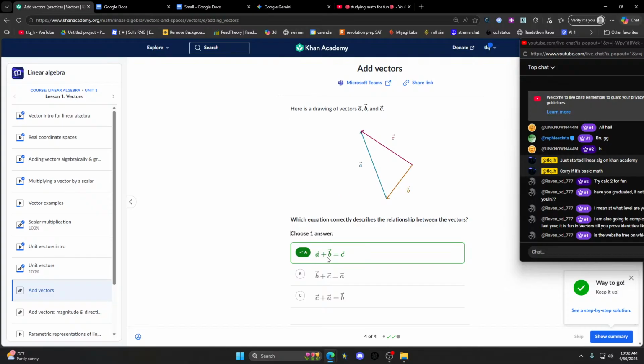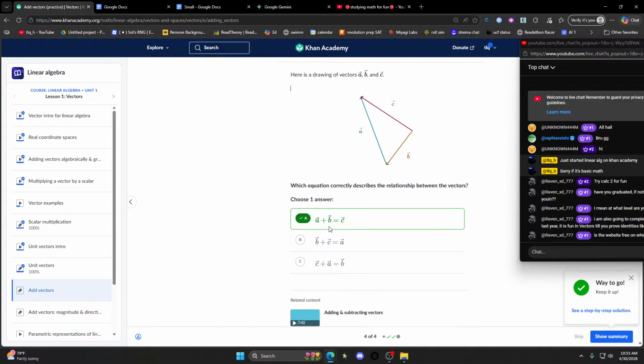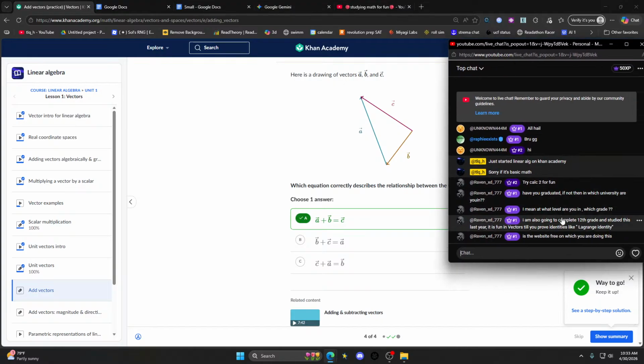I know it was A plus B, but why does it even matter in this case? I don't understand. I'm not intuitive yet on this. Okay, wait, let me see.